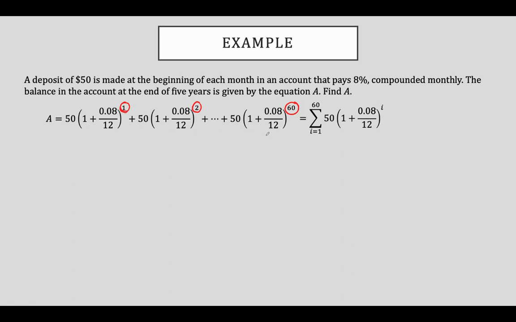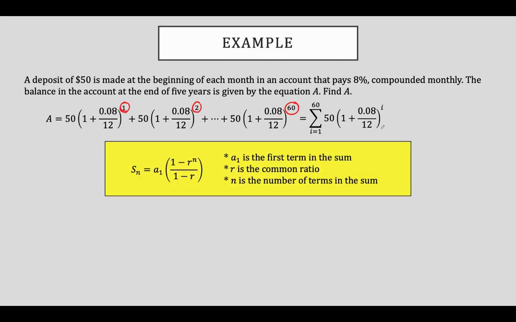Well, this is a finite geometric sum. All right, so we can use our sum formula. S sub n equals a1 times 1 minus r to the n divided by 1 minus r. Again, we know that this is going to be geometric because the variable that we are plugging in for, our index of summation, is located in the exponent. i is in the exponent, geometric. So we need to know a1. a1 is the first term in the sum.